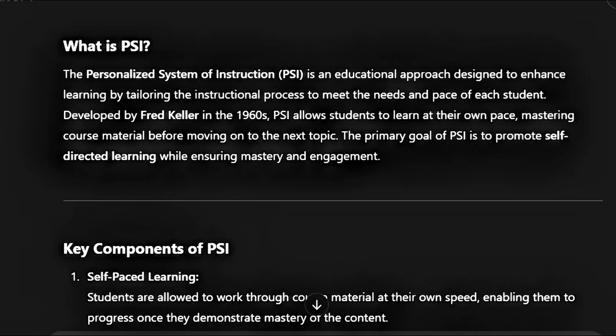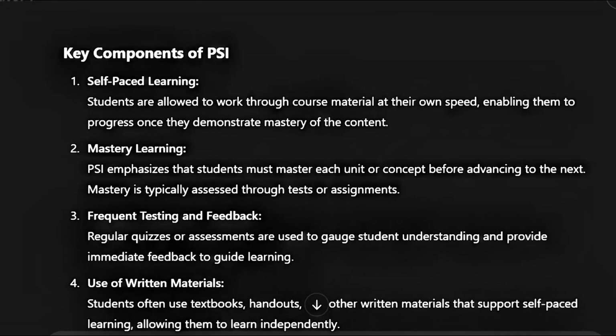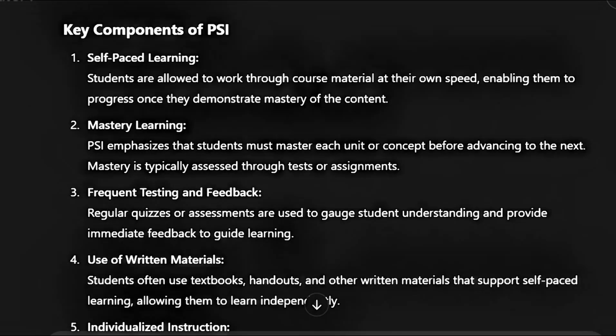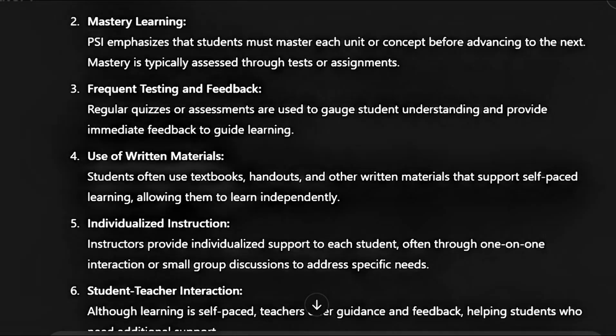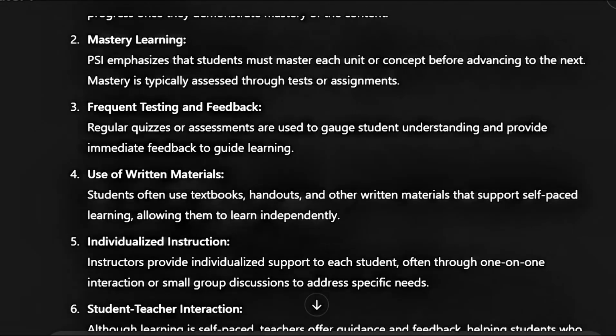The primary goal of PSI is to promote self-directed learning while ensuring mastery and engagement. Key components of PSI. 1. Self-paced learning. Students are allowed to work through course material at their own speed, enabling them to progress once they demonstrate mastery of the content. 2. Mastery learning. PSI emphasizes that students must master each unit or concept before advancing to the next. Mastery is typically assessed through tests or assignments.